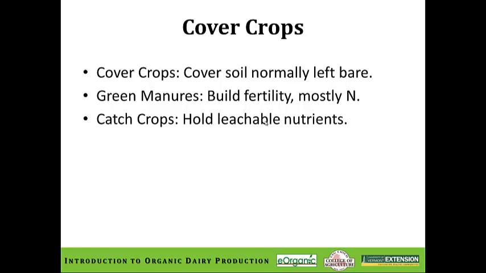You can also use green manure as a cover crop, and really green manures are used for two reasons. One reason is to keep the soil covered, but the second reason would be to build fertility. They're a green manure or a plant fertility builder, and these would include your legumes such as red clover or white clover, and these crops can be interseeded into row crops to get them established. And catch crops, which also can be cover crops, again, not to make this overly confusing, are generally there to hold leachable nutrients.